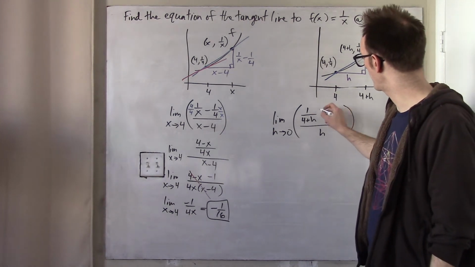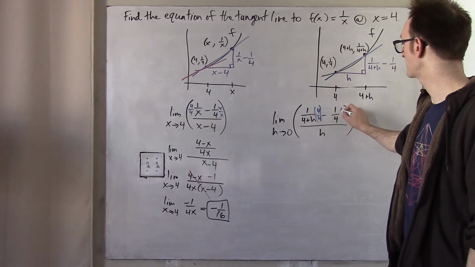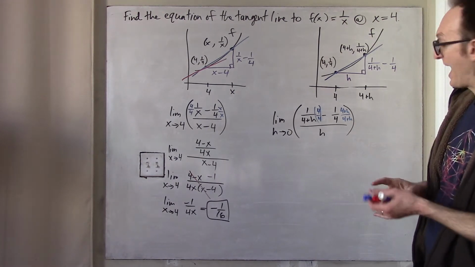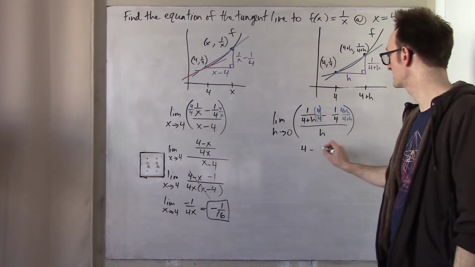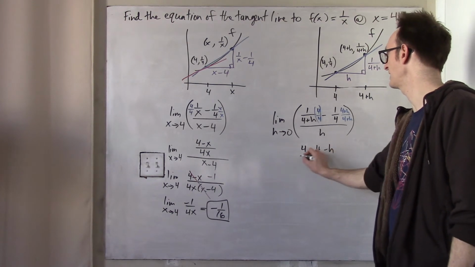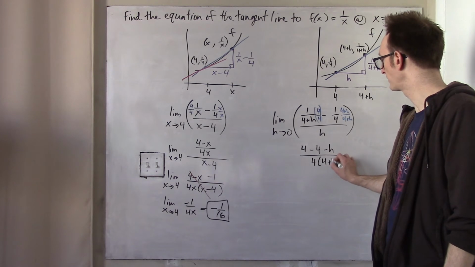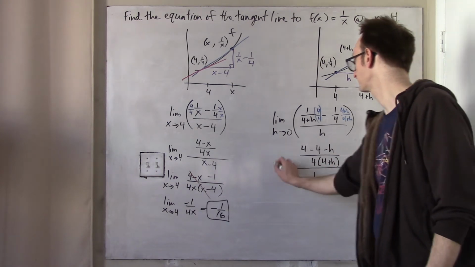So here, if I want a common denominator, I'll multiply this by 4 over 4, and this by (4 plus h) over (4 plus h). If I do that, then I guess what I get is (4 minus (4 minus h)) over 4 times (4 plus h), but then all of that over h.